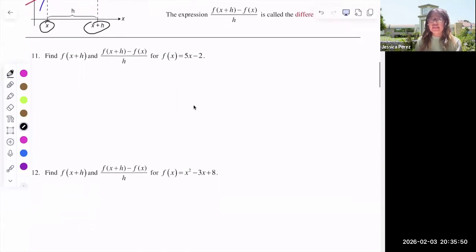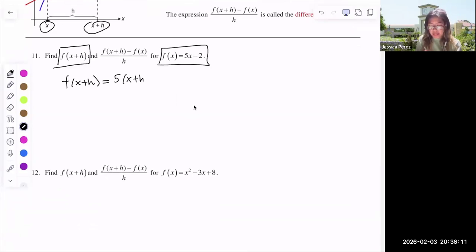So let's say that we're asked to find just f of x plus h, and f of x is given. Well, if we're looking for f of x plus h, we're substituting first. Everywhere we see an x, we're going to put x plus h. So it's going to be 5 times x plus h minus 2. And then we're going to go ahead and distribute. And this will give me my f of x plus h.